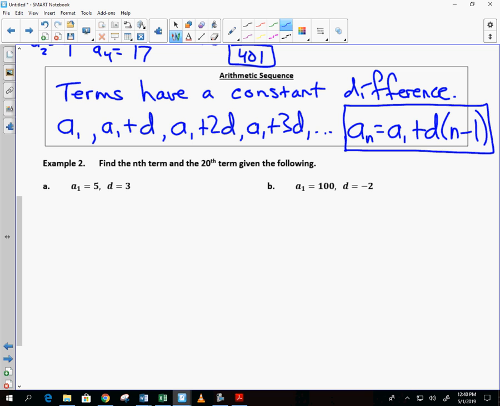So what we want to do now is write the rule for the sequence. It says find the nth term and the 20th term. So a sub n is equal to, first I'm going to write this sequence out. My first term is 5. Can anybody tell me what the second term will be? 8. How about the next term? 11, 14, so on and so forth.